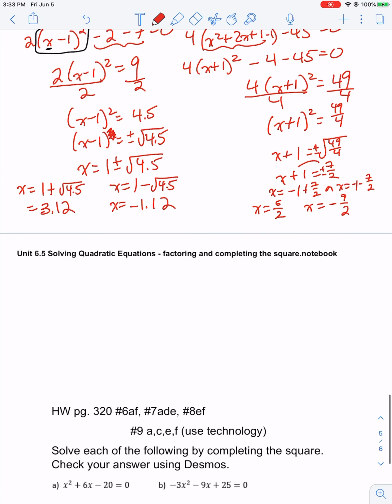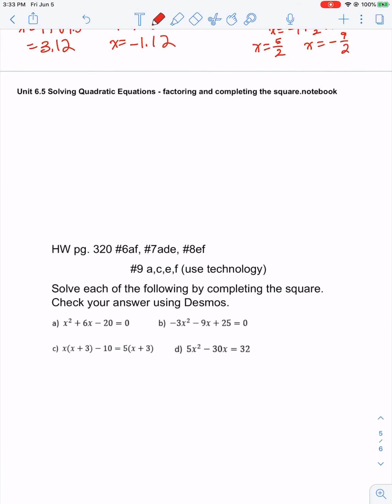Okay, I think that's it. Here's your homework. Page 320, 6AF, 7AD, you can read. For these 3, you're going to use factoring. For this one, you're going to use technology. And you can use technology all the time to check your answers. These 3, I would like you to do by completing the square. Or sorry, 4. There's 4 of them there.